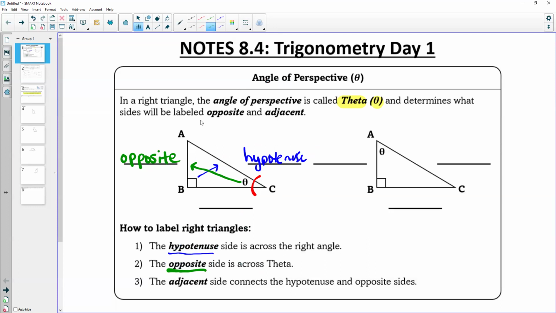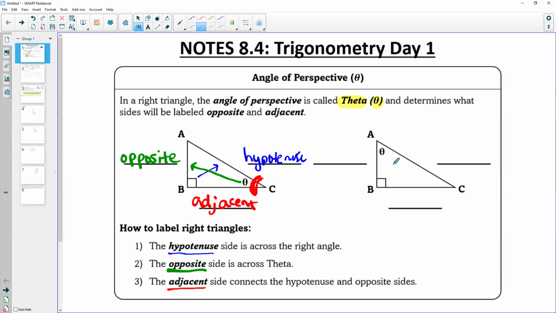And then lastly, the adjacent side is going to be the side that connects the hypotenuse and opposite sides. In other words, the adjacent side is just going to be the side next to theta, right? So if I see theta here, our angle of perspective, the side next to it is known as the adjacent side. Right. And so that's how we go through our process on labeling our right triangle based off of our angle of perspective. Right. So let's practice it here with the next triangle here off to the right.